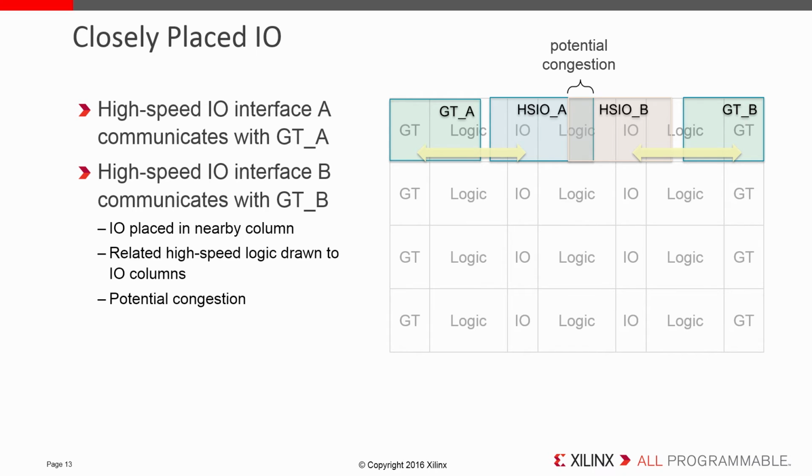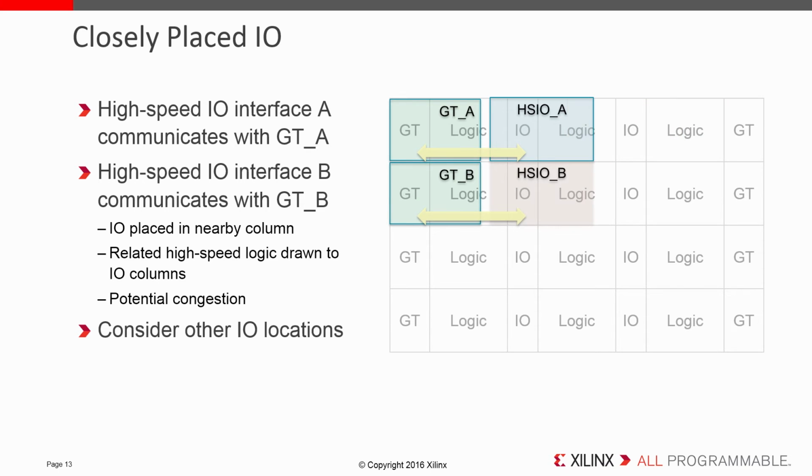Depending on the sizes of the blocks and connectivity and placement of other modules in the design, there may be some competition for resources in the same row, which could lead to congestion. So you may want to consider other locations if possible, or consider staggering the I/O placement.